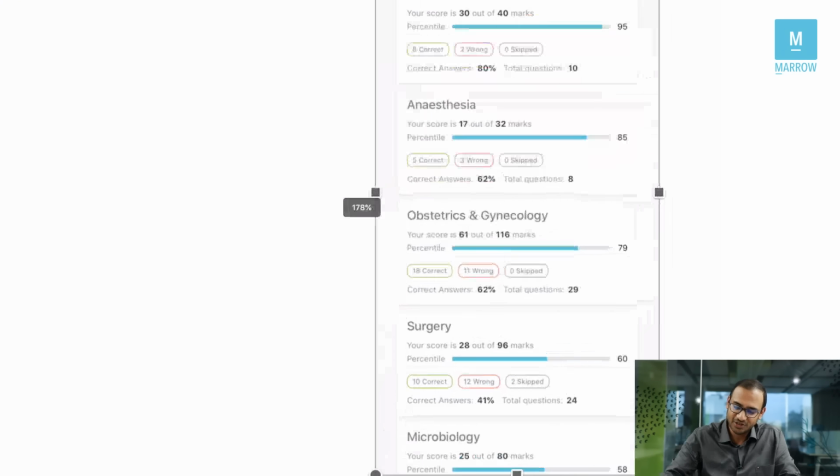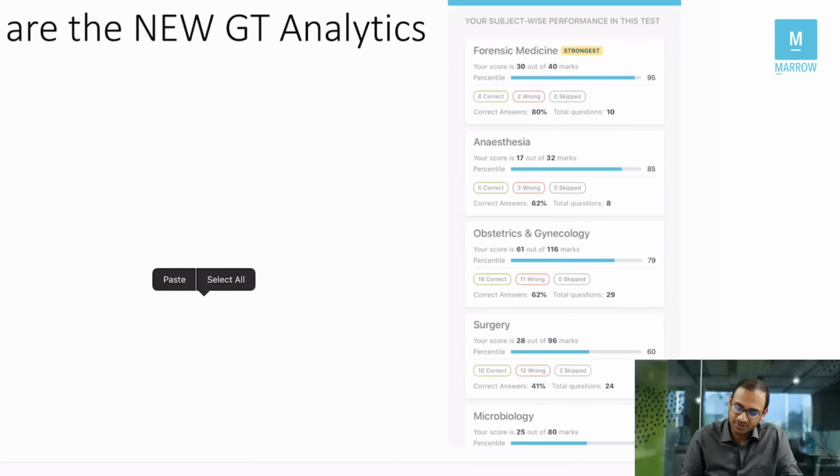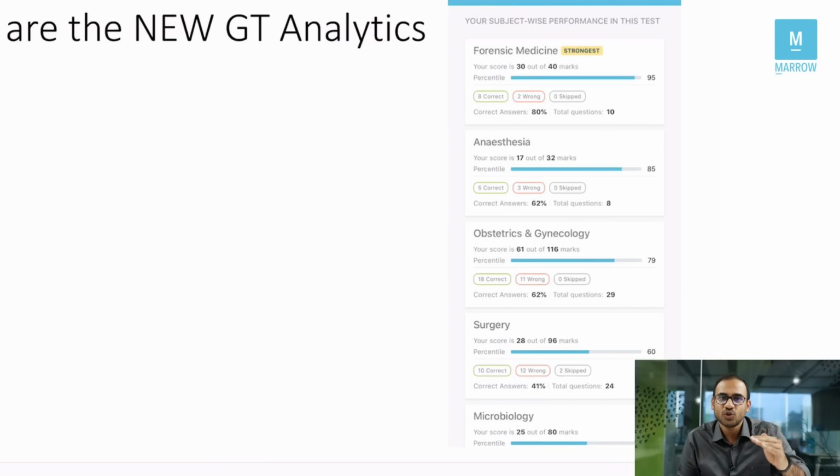The next thing is your subject analysis, per subject analysis. This is a straightforward analysis where you just understand, based on this one test, this one grand test, what are the scores that you have accumulated per subject. So what is your strongest subject and what is your weakest subject, and how many questions you got wrong, how many questions you got correct, and how many you skipped. And again, this is not only an isolated report card of your performance, but also in comparison to everyone else.